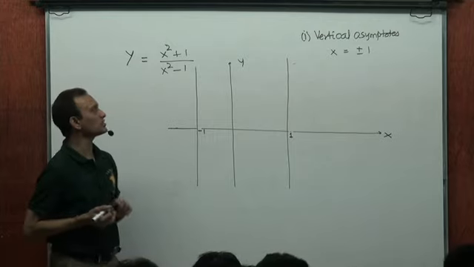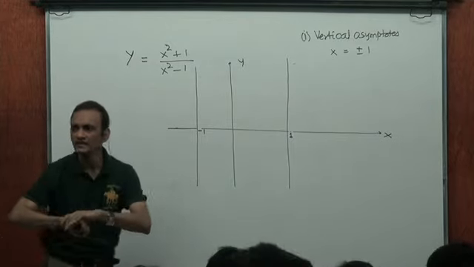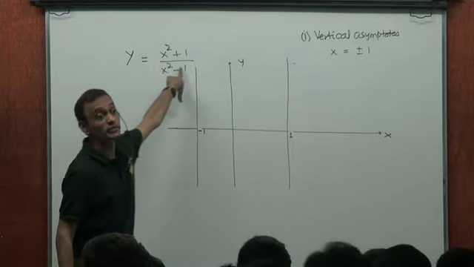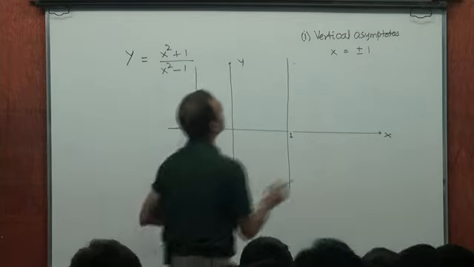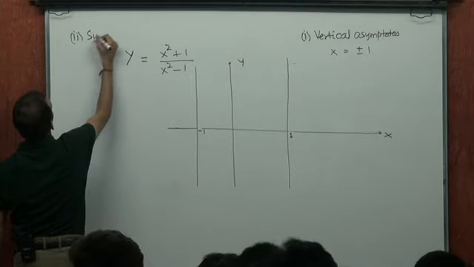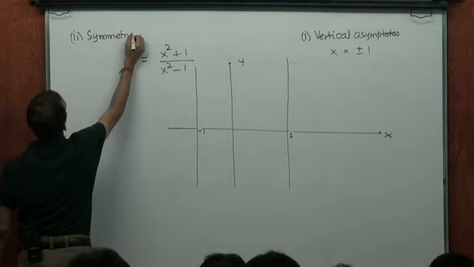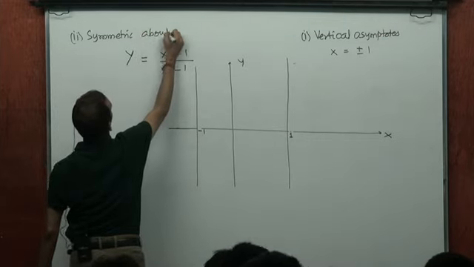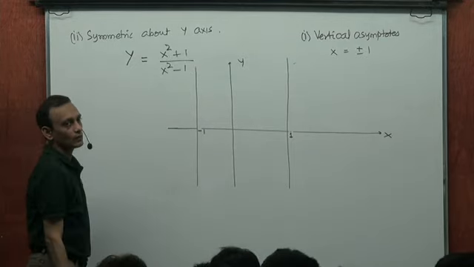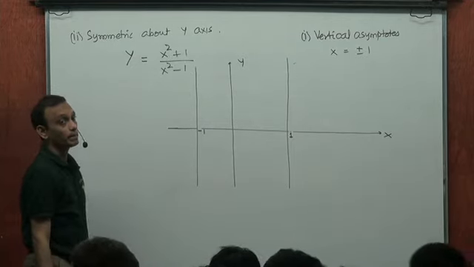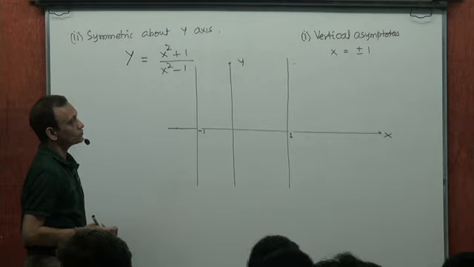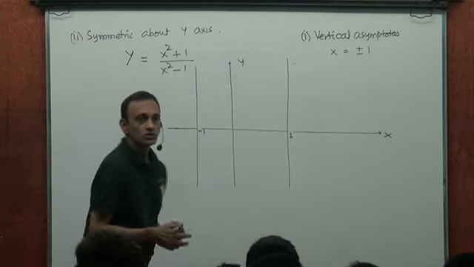x equal to plus 1 and minus 1 are two vertical asymptotes. That's one. The second thing readily available is what? Yes, only even powers of x, so symmetric about the y-axis. Only even powers of x, and therefore symmetric about the y-axis. Right? Makes sense.